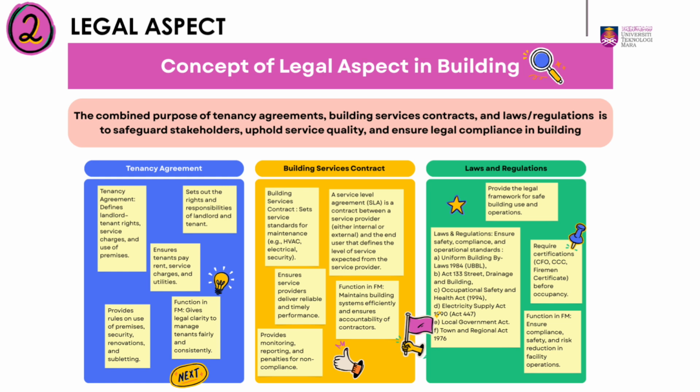Laws and regulations. Provide the legal framework for safe building use and operations. Laws and regulations ensure safety, compliance, and operational standards. Uniform Building By-Laws, UBBL; Act 133; Street, Drainage and Building Act; Occupational Safety and Health Act, 1994; Electricity Supply Act, 1990; Local Government Act; Town and Country Planning Act, 1976. Require certifications, CFO, CCC, Fire Certificate, before occupancy. Function in FM: ensure building safety, compliance, and risk management in facility operations.